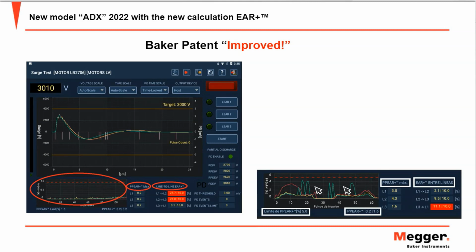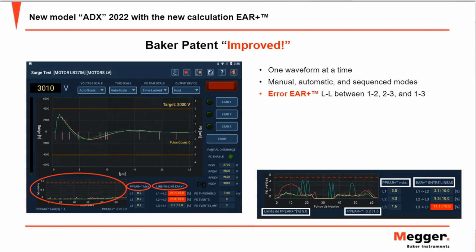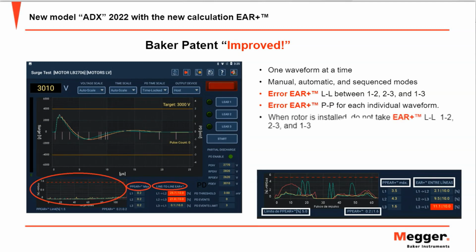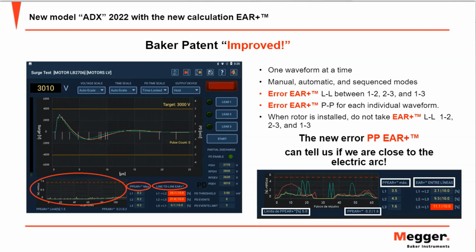So one waveform at a time, manual, automatic, and the new sequenced modes. So EAR plus trademark, real time on the screen, EAR plus trademark, pulse-to-pulse on the screen. So when the rotor is installed, we don't have to take the information of the line-to-line. So the new error, PPEAR plus trademark, can tell us if we are close to the electric arc. So this is a new feature compared to all other Baker testers. So this is a new kind of diagnostic in order to identify the weak insulation.